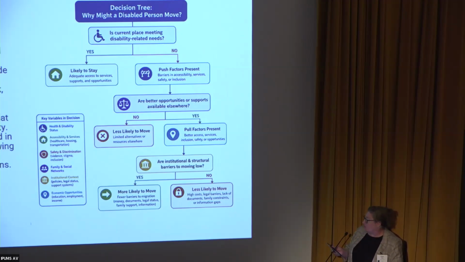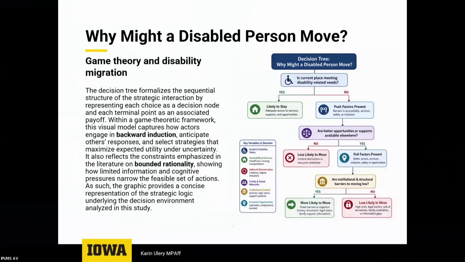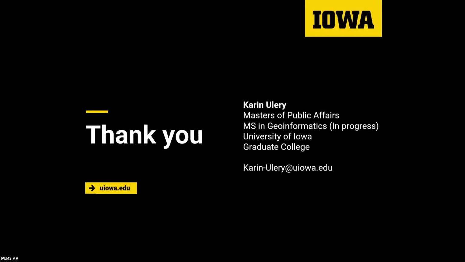It also reflects the constraints emphasized in the disability and migration literature: fragmented institutions, inconsistent eligibility rules, and uneven service landscapes. By treating migration as a coordinated response to environmental and institutional conditions, the framework helps explain why some disabled individuals or families move while others stay where they are. The coordination game model provides a structured way to interpret historical migration patterns and to connect individual choices to the broader geography of disability and institutional infrastructure. Thank you.